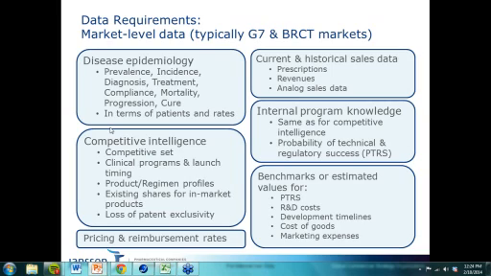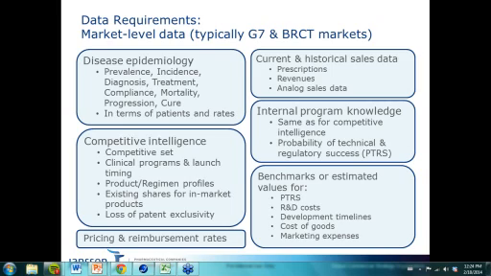Pricing and reimbursement is pretty straightforward. What can we charge? What do we think we can charge in several years when our drug comes to market? And what payers will reimburse us?